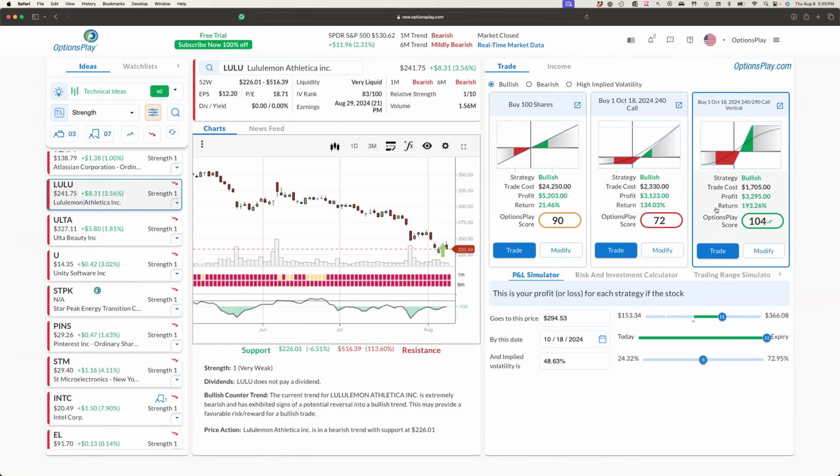And then you generally will see better expected value on spreads relative to single leg. Whether you're comparing a single leg to a debit spread or a single leg to a credit spread, you generally will find that the vertical spreads will give you slightly better risk to reward because they are able to reduce your overall risk on the trade. So that is exactly why we created the OptionsPlay scores, to help you better understand expected value.